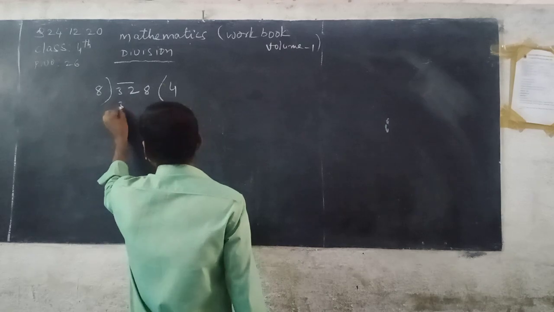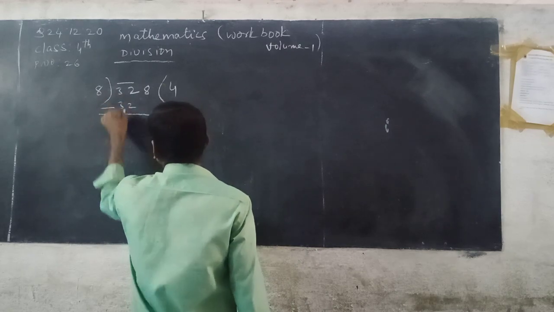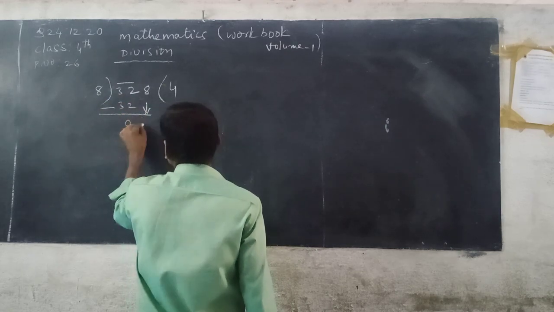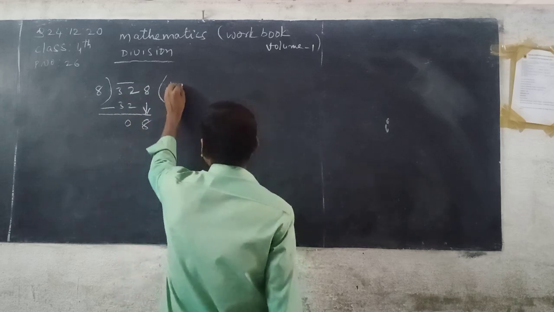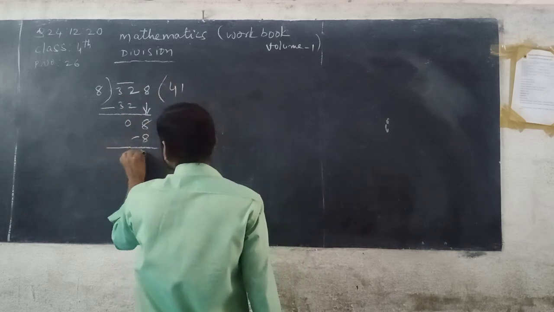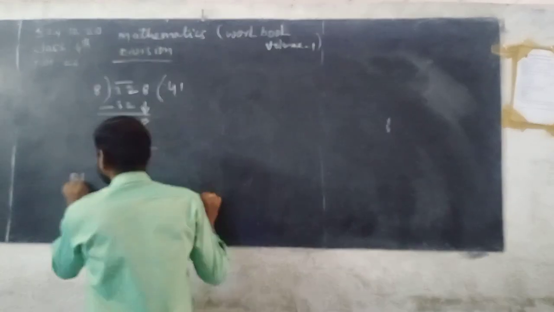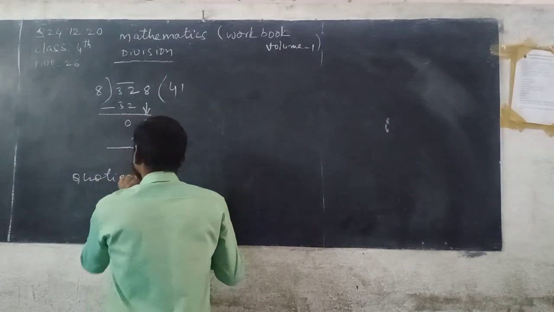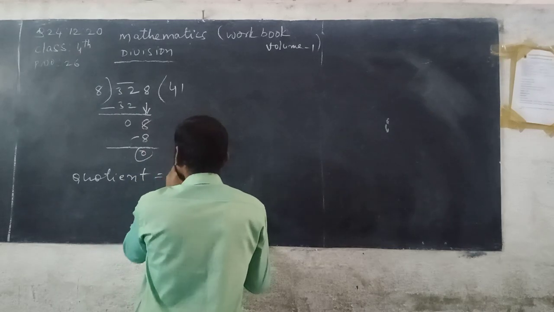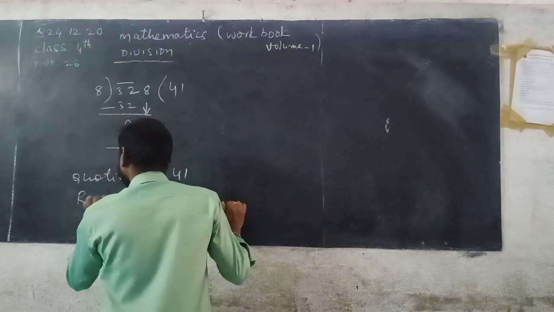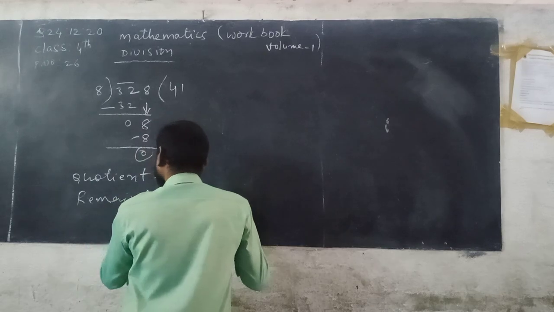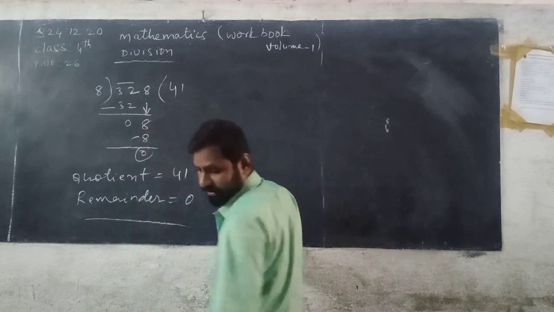8 fours are 32. Then 32 minus 32 you get 0. Bring down 8 to the remainder. Then 8 ones are 8. 8 minus 8, 0. Here the quotient is equal to 41, remainder is equal to 0.